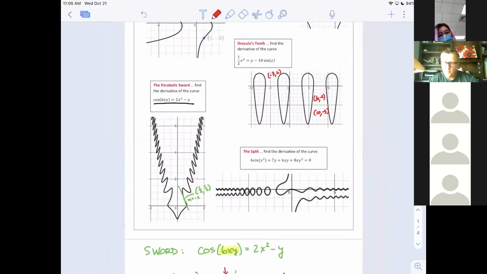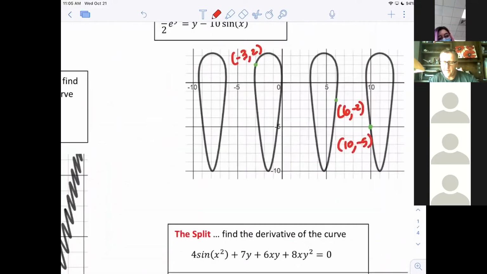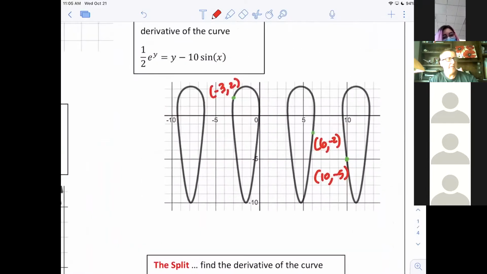Just going to give you one more minute and then we'll launch into this. I found a few points that I thought looked pretty good. Maybe you steal one of those and check your work.